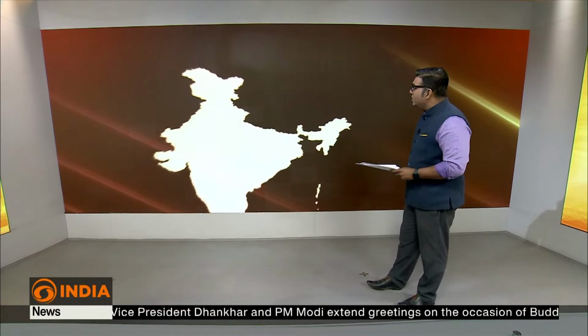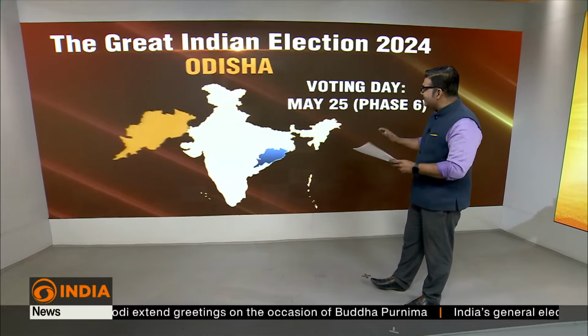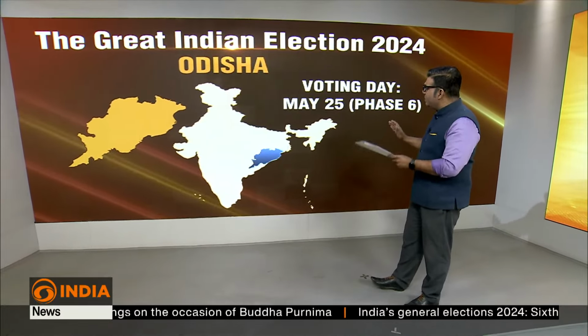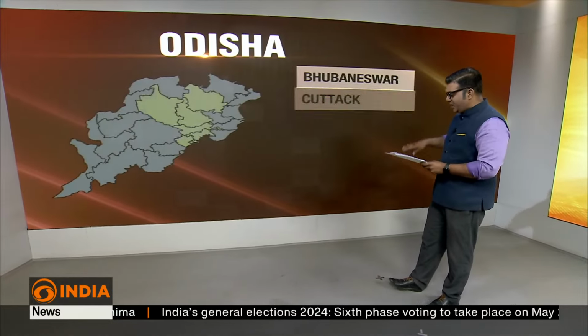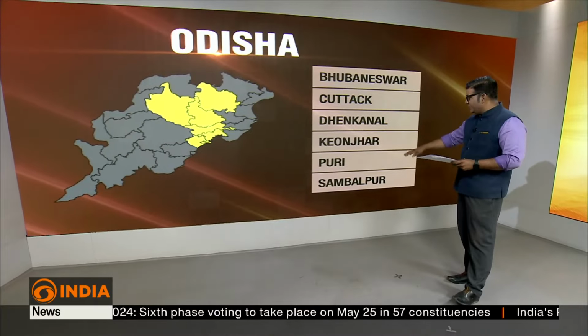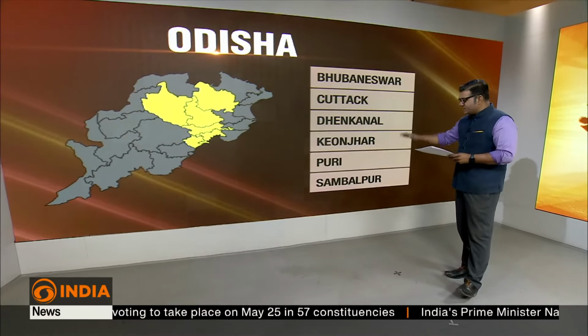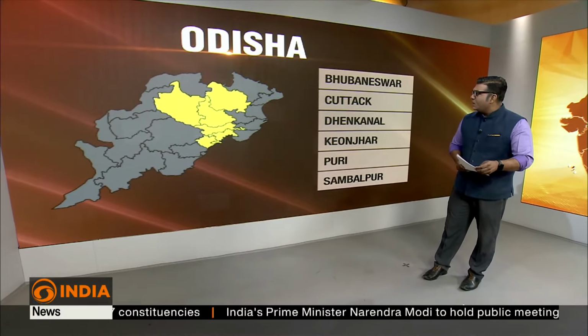Shifting to the next state, Odisha. Odisha, you've got again close to 6 seats, but a major chunk of the seats coming from coastal Odisha. You've got 1 seat in northern Odisha and 1 seat in west Odisha. Sambalpur comes in west Odisha. Northern Odisha, you've got Keonjhar. The rest of the seats are generally from the coastal Odisha region in this phase of elections.